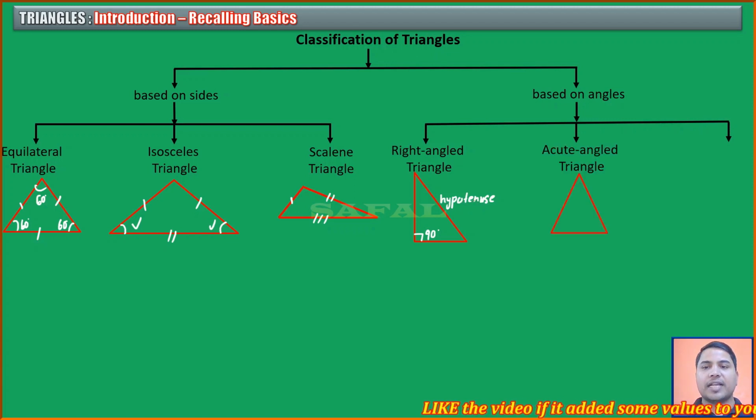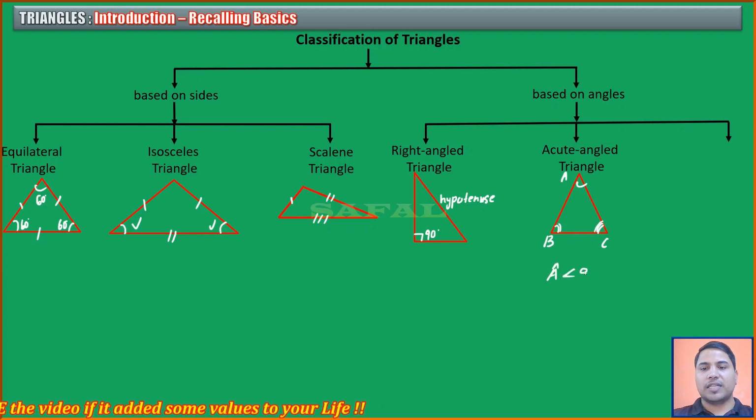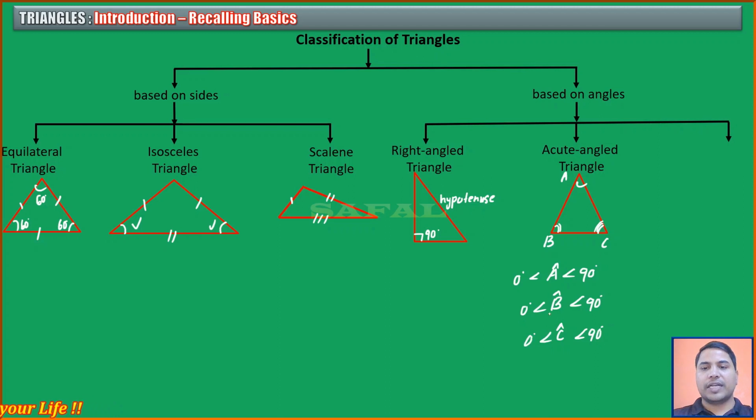If all the three angles are less than 90 degree, that means all the angles are what? Acute. This angle, and this angle. All the three angles are less than 90 degree. Then the triangle we call an acute angle triangle. If I am naming here, let's say A, B and C, angle A is less than 90 degree, angle B is less than 90 degree, and angle C is also less than 90 degree. And of course it has to be greater than 0 degree. In that case the triangle we call an acute angle triangle.